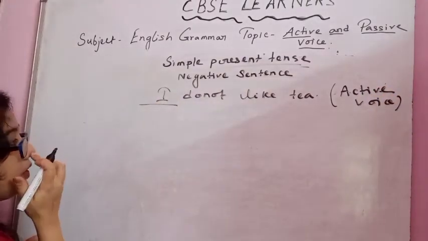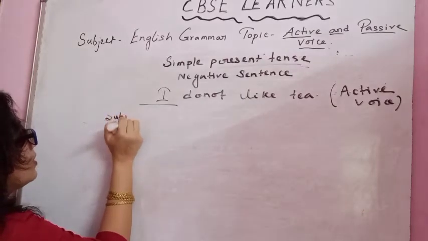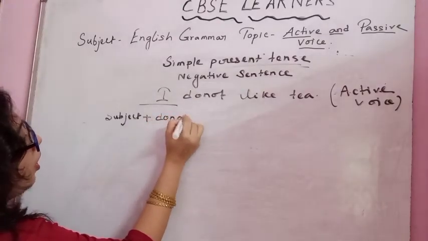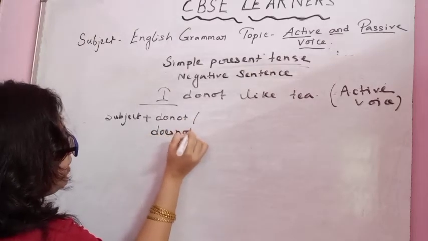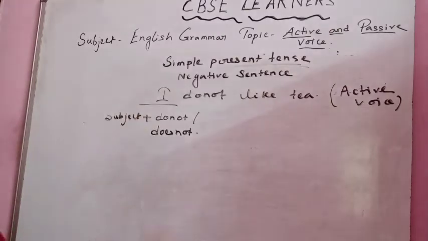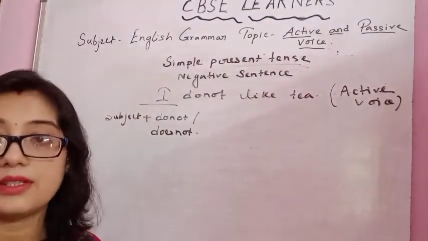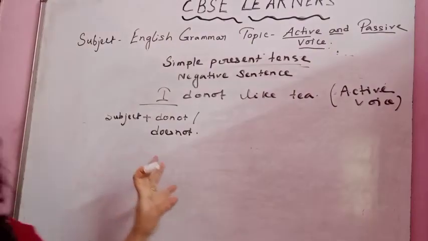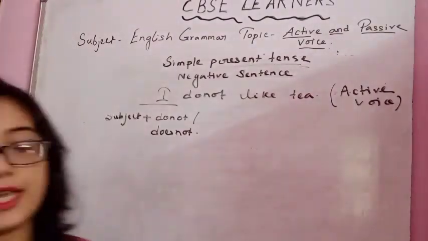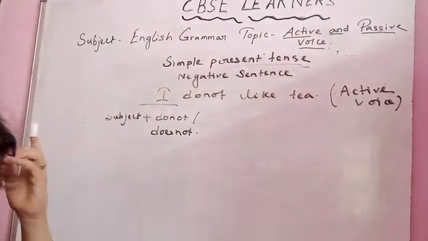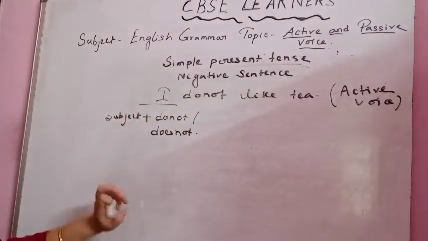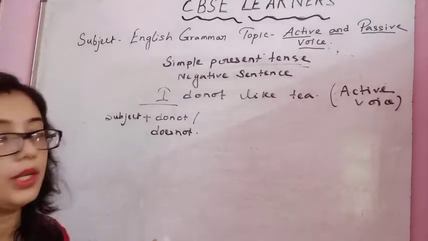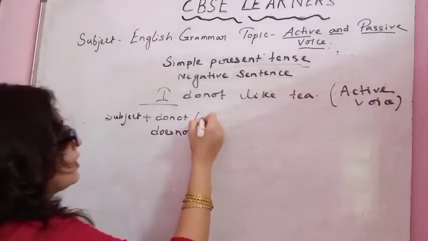So how do we construct the formula for a negative sentence? I is the subject, plus do not or does not, depending on the subject. If we use she, a third person singular subject, then we will use does not. But as we are using I, the first person singular, we use I do not, because only in the case of third person singular do we add s. So if it is he or she or any name in the third person singular, we would have used does not, plus the main verb.